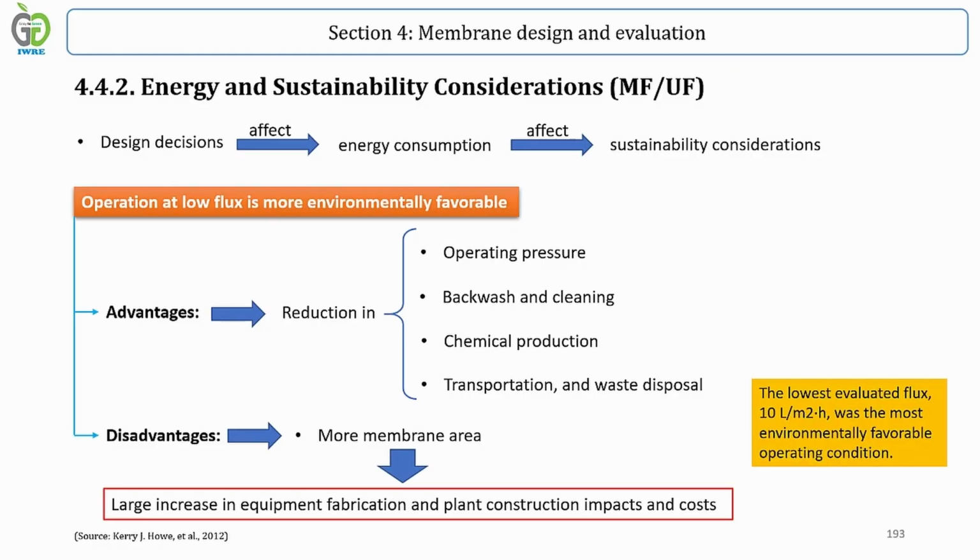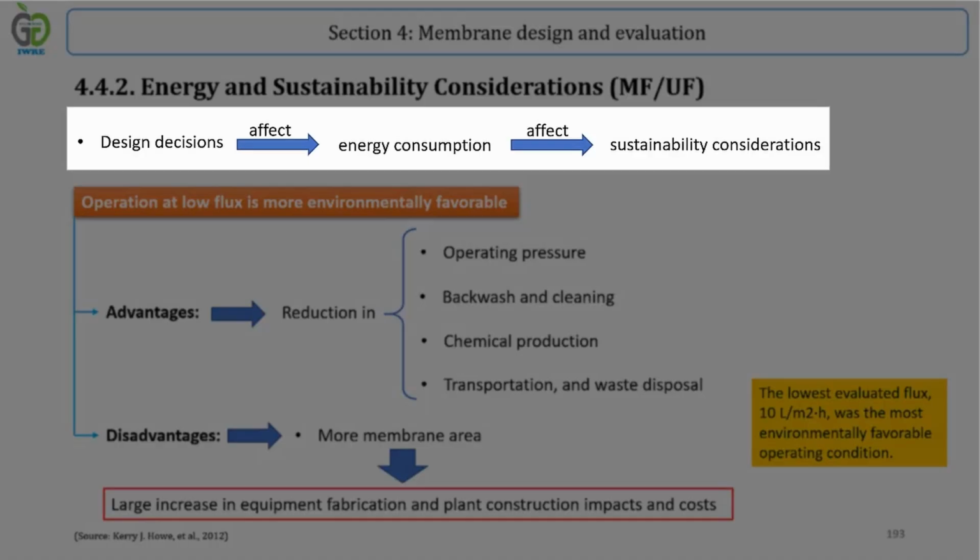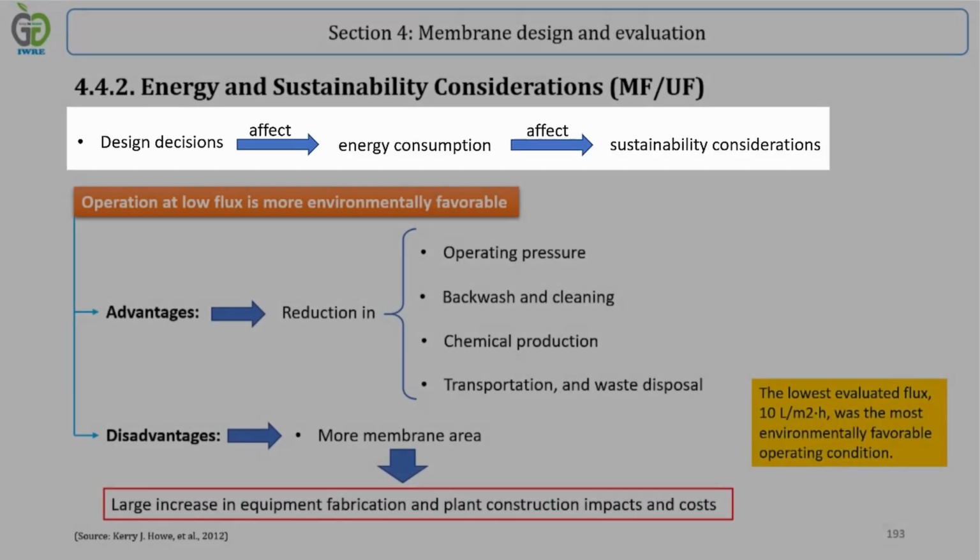Energy and sustainability considerations in membrane filtration. Life cycle assessments have demonstrated that the environmental impacts of membrane filtration, like many other water treatment processes, are dominated by energy consumption during the operational phase of life. Thus, design decisions that affect energy consumption, largely through operating pressure, will tend to affect sustainability considerations.